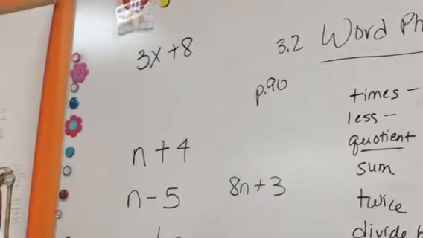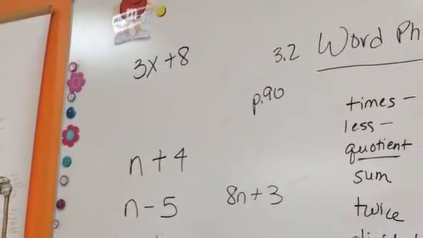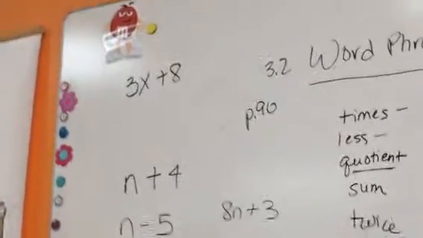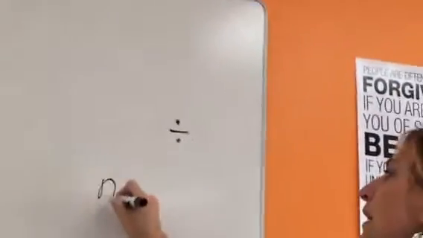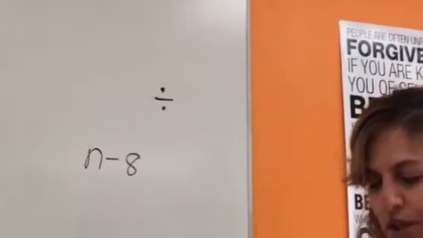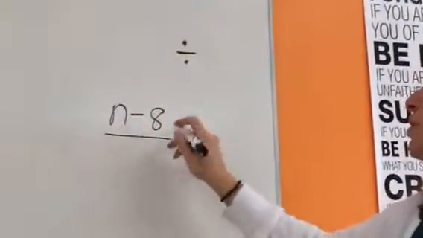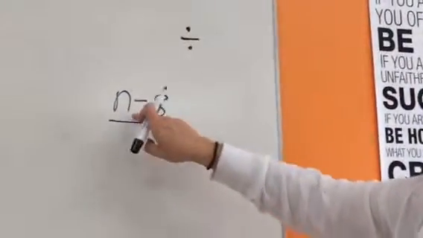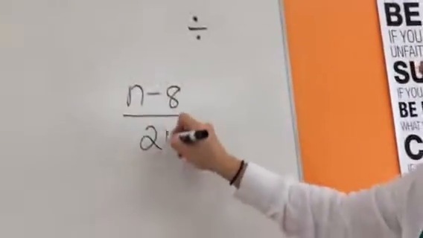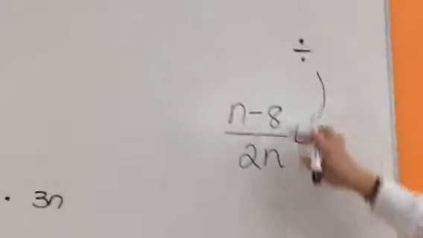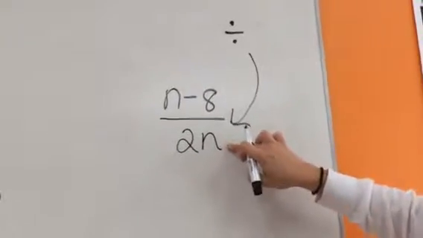The quotient of the difference of a number and 8 and twice the number. Let n represent the number. So it says the quotient, so we know we're going to be dividing, that's going to be our answer, of the difference of a number and 8. Well, what's the difference of a number and 8? n minus 8. But we want the quotient of this and twice the number. That's telling us to divide. This is the difference between n and 8, and that's twice the number.